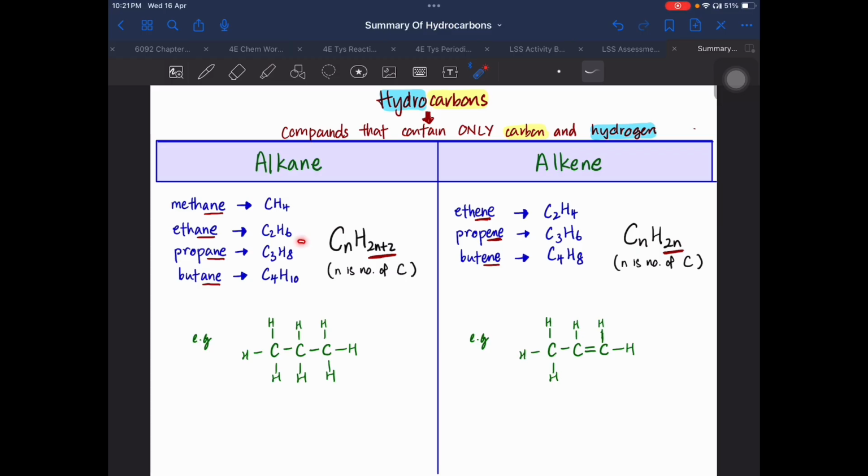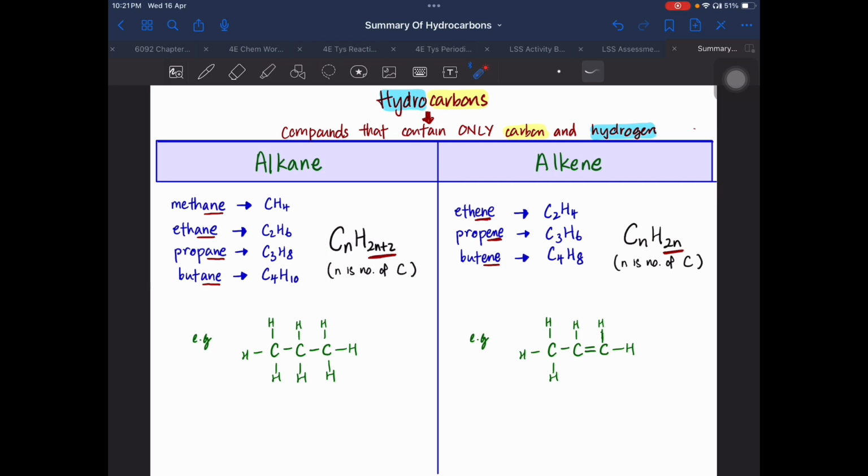If you look at this alkane, for instance, propane, given that there are 3 carbons here, if we apply the formula CnH2n+2, it will be C3, and H2n+2 will be 2 times 3, which is 6, plus 2, and therefore it is C3H8. So when you look at the alkane formula, you can derive whether something is an alkane or not by looking at this CnH2n+2.